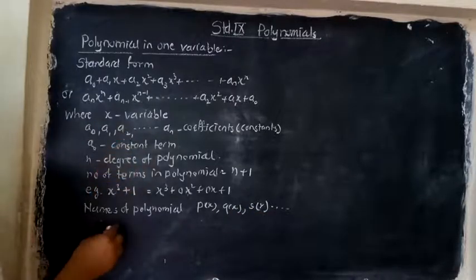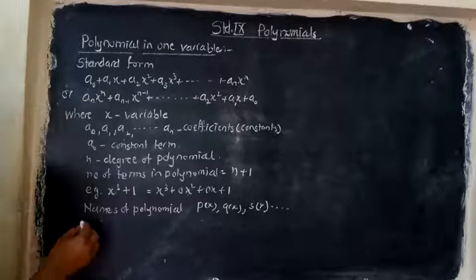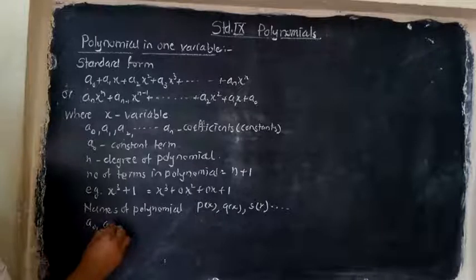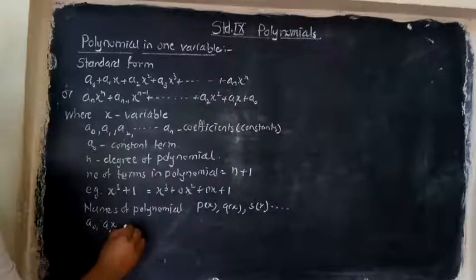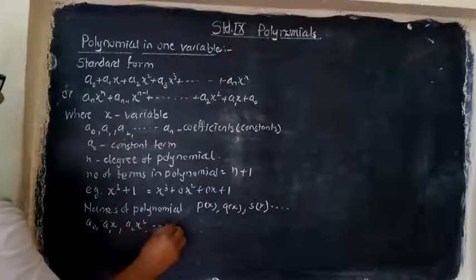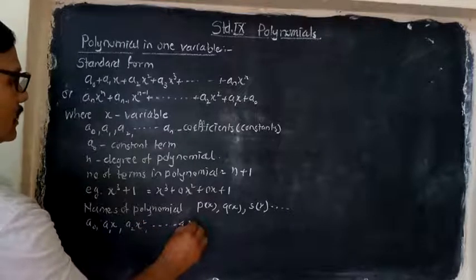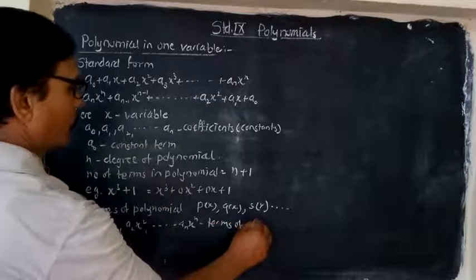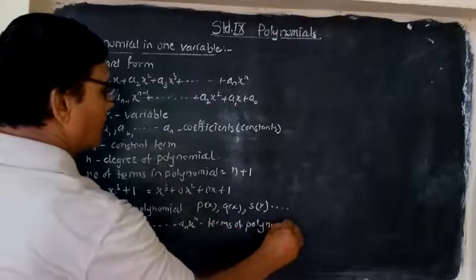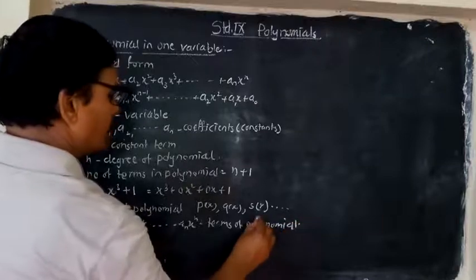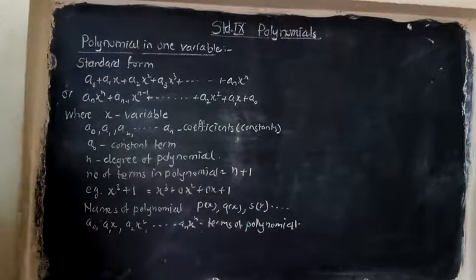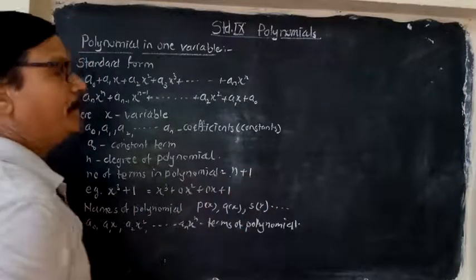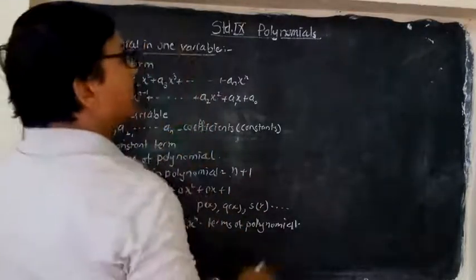Now n is the degree of the polynomial, and here a0, a1x, a2x square, these are called the terms of the polynomial. These are different terms of the polynomial. Now the number of terms of a polynomial is like this, n plus 1. Now let's see different types of polynomials.